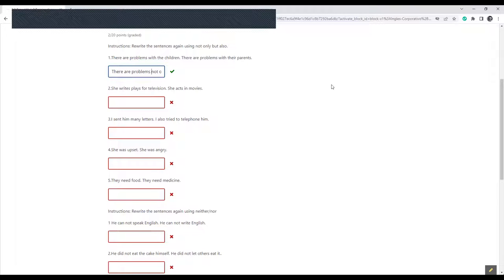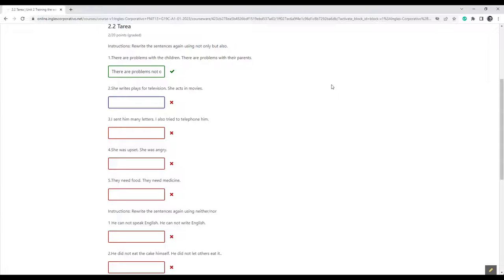So again, there are problems. This is what we saw, that you could do a noun phrase. I mean, I'm sorry, there are problems, and then not only with the children, but also with their parents. Let's see this one. And the same happens here.